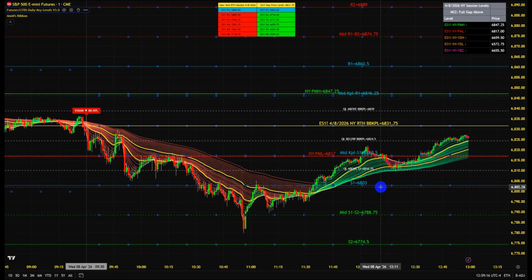And you can do that with any of the other levels. Turn on the QL above or the QL below each of the main key levels. The ones that are on by default are the ones surrounding the BBKPL, because that is normally the level that's in play in the initial part of the session.